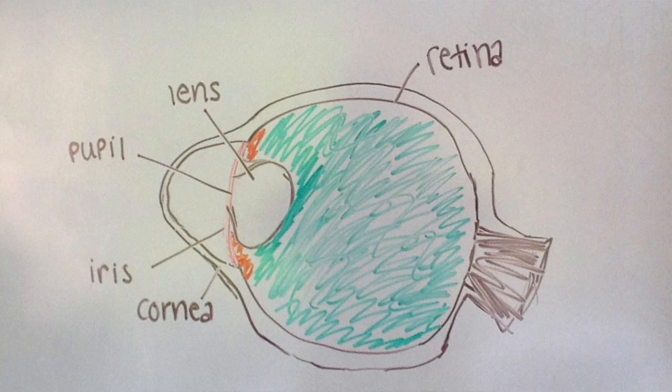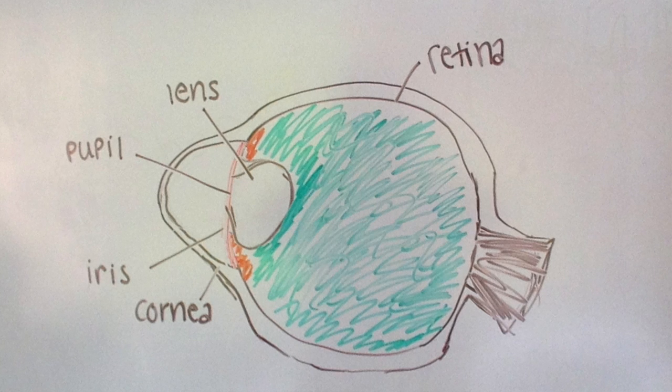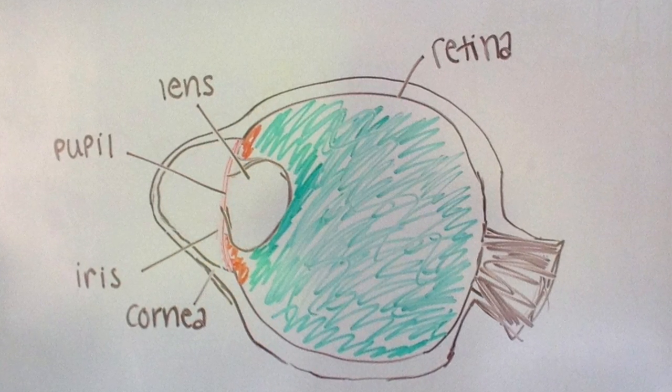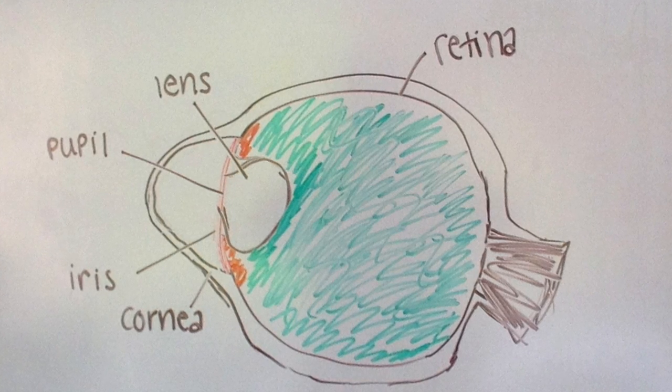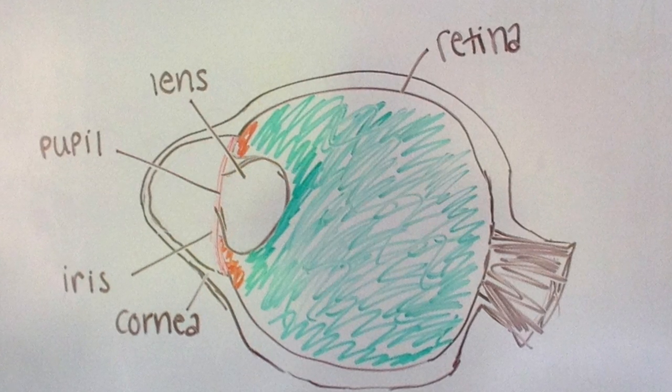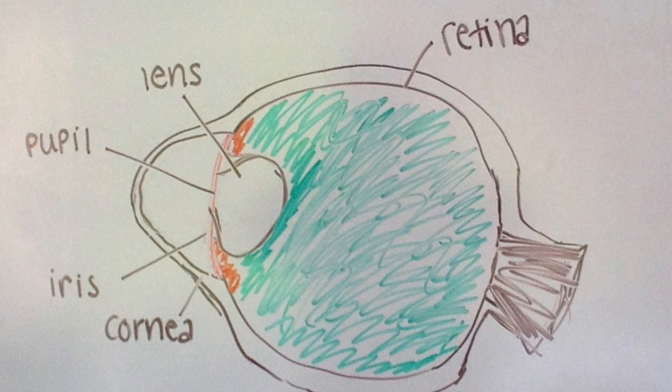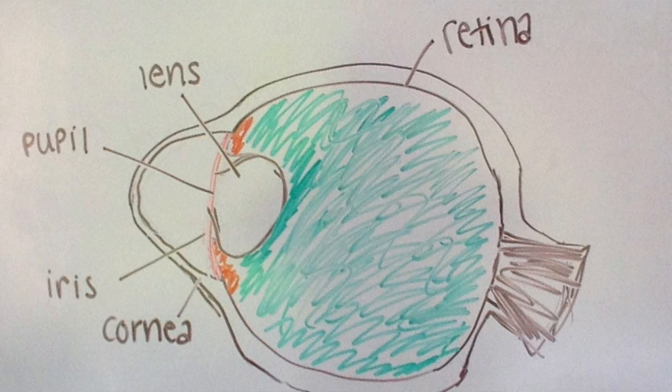Light enters the eye through the cornea, which protects the eye and bends light to provide focus. Light then goes through the pupil, which is surrounded by the iris, which controls the size of the pupil in response to the amount of light. Behind the pupil is a lens that focuses light rays into an image on the retina.